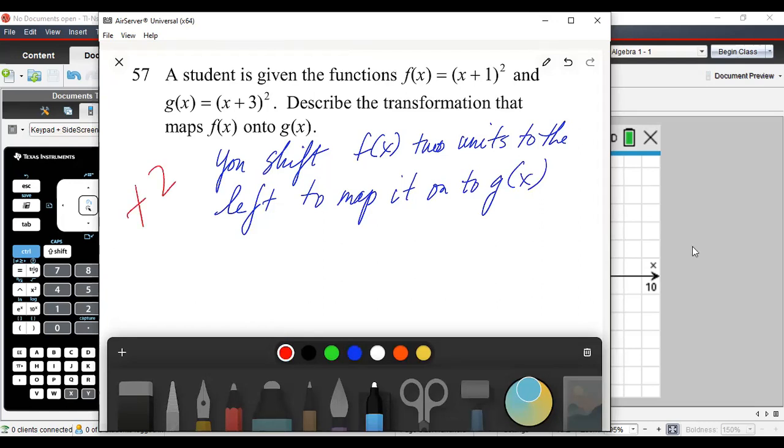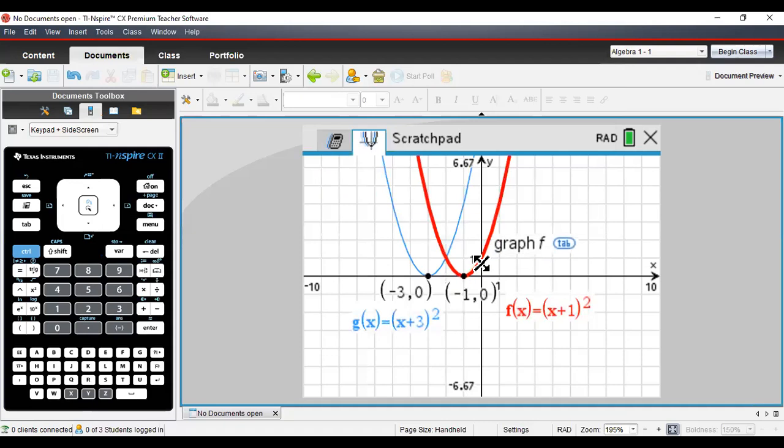So basically all I did was describe what we need to do to the red graph to get it to the blue graph. Well, we're going to move it 2 to the left. That's it. That's all you write. That's 2 points. Easy peasy. I'm going to stop and post it.